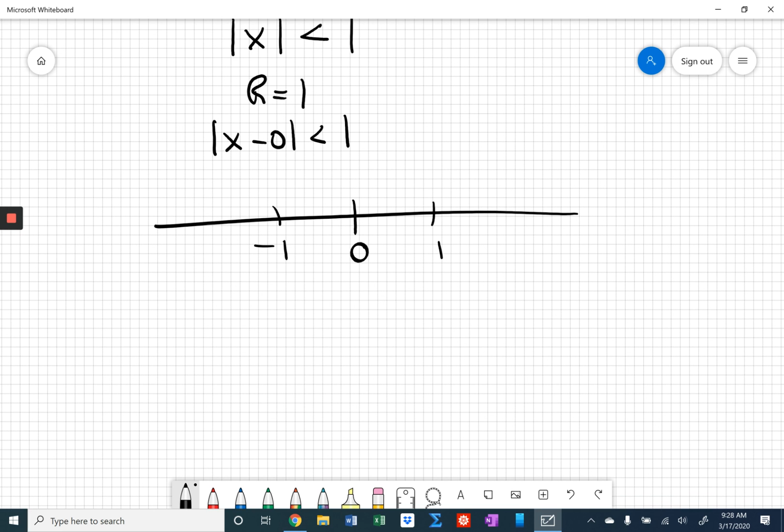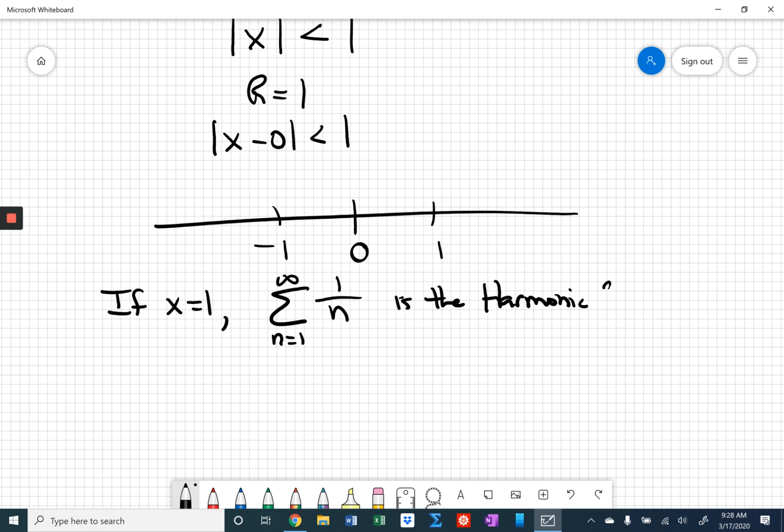All right, so now I have to test those endpoints. If x is equal to 1, what does the series become? Well, remember, this was the sum from 1 to infinity of x to the n over n, which, if I plug in 1 for x, so it'd be 1 to the n, is just 1 over n. You should recognize that. If x equals 1, then this is the harmonic series, which diverges.